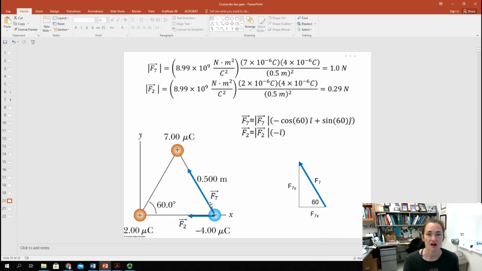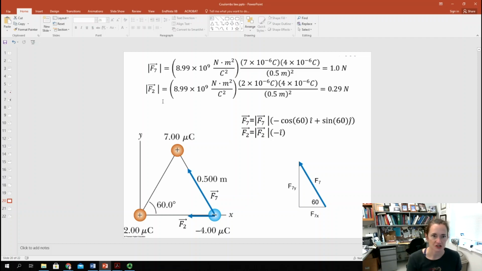The next step is to solve for the magnitude of the forces that I just labeled. So F7, applying Coulomb's law, would be k times Q4 times Q7 divided by the distance between them squared. That's the magnitude. So here I have the magnitude of F7 equal to 8.99 times 10 to the 9th in SI units times the product of the magnitudes of those two charges, 7 times 10 to the minus 6 times 4 times 10 to the minus 6, because micro is 10 to the minus 6, and then divide by the center-to-center distance between those charges, which is 0.5 meters squared. Now when I solve for that magnitude, I get 1 Newton.